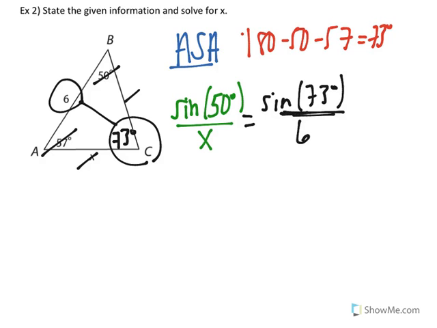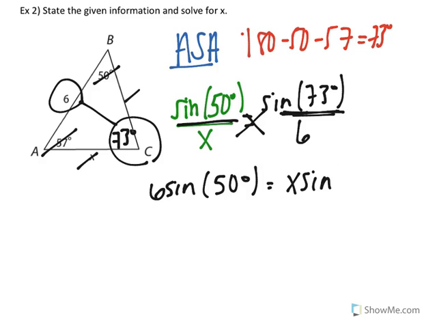And if you guys get confused at all, you can ask me any questions. You can also find a lot of great videos on Khan Academy or online for law of sines. It's very common that people make videos for this. So you can go look at that or some worked out examples. And what are you going to do? You're just going to cross multiply like we did. So we'll get 6 times the sine of 50 degrees equals x times sine of 73 degrees.